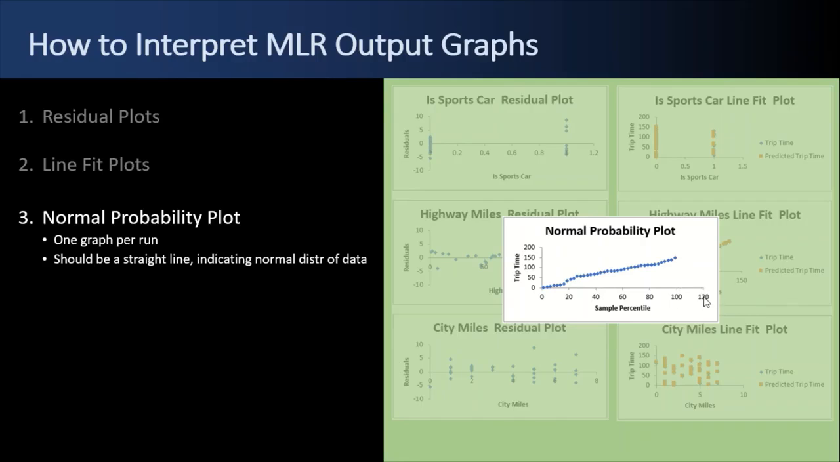I just let it auto scale. And the straight line would indicate that there's a normal distribution of the data underneath, and that's what you're looking for. You don't want any skews to it.